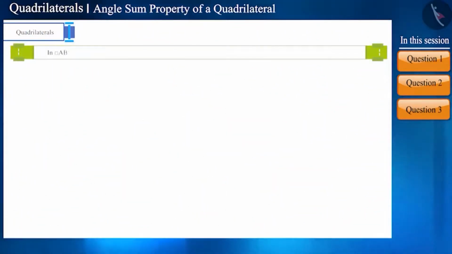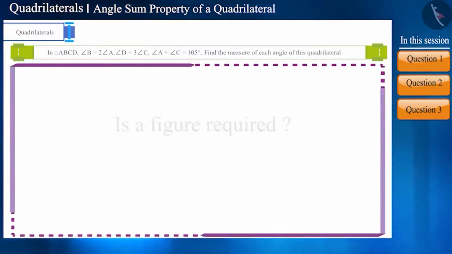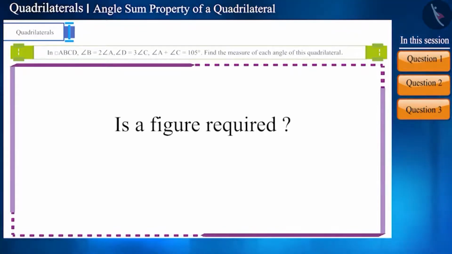In quadrilateral ABCD, the measure of angle B is 2 times the measure of angle A, and the measure of angle D is 3 times the measure of angle C, and the sum of angles A and C is 105 degrees. Then find the measure of each angle. Friends, is there a need to draw a figure here? No. We can solve this question without drawing any figure.